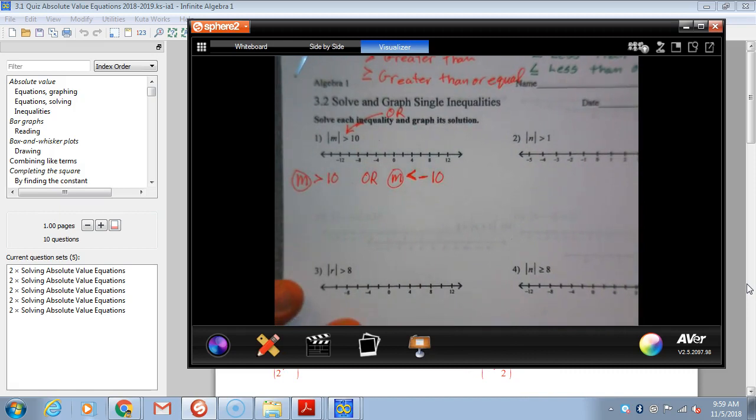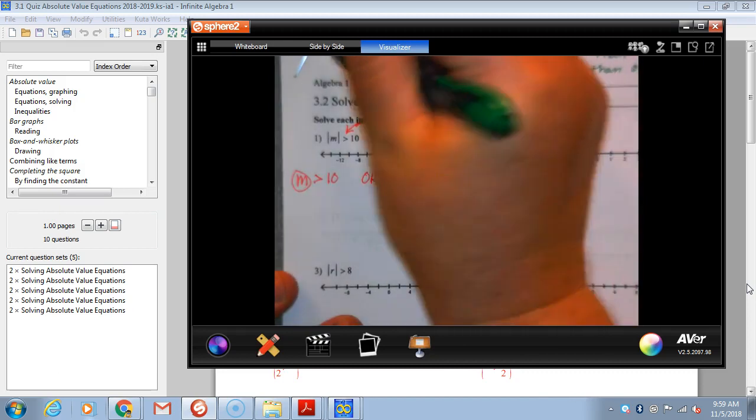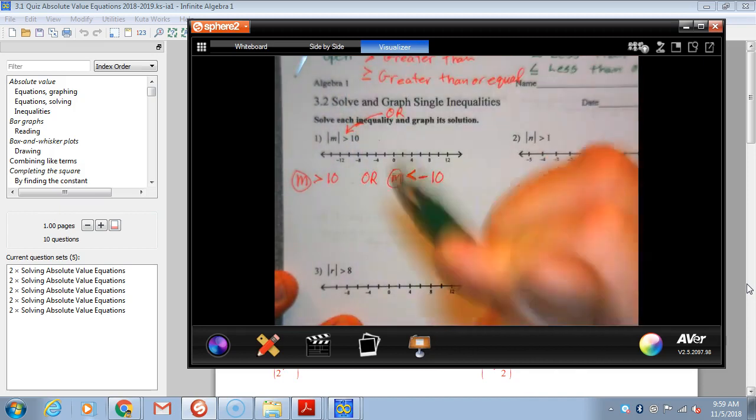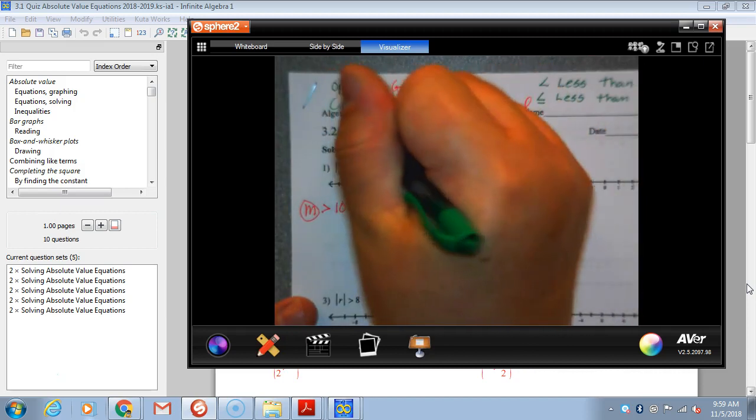Now, here's another thing. Greater than on the graph has an open circle, and the greater than or equal to is going to have a closed circle.